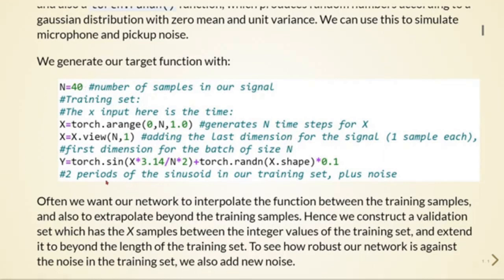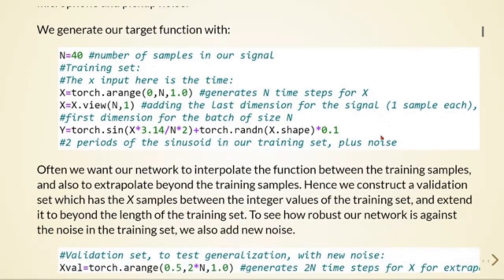Then we are using this torch.sin, and we are generating two periods of a sinusoid that will be used for training, and we are adding some noise. So here we have x, this array of elements, and this is pi, so here we are generating two periods of the sinusoid, and then we're adding some noise using this randn function.